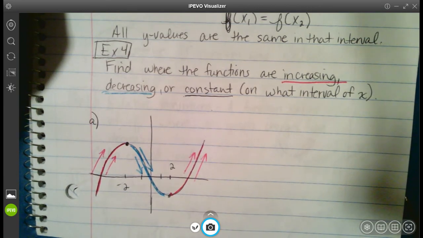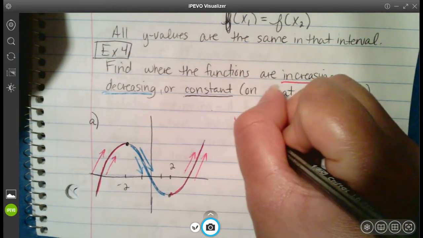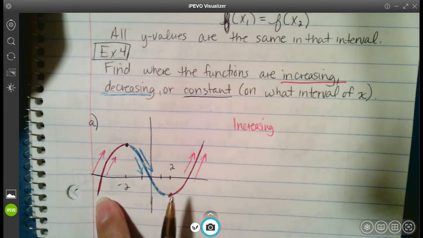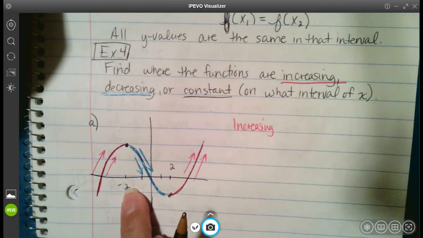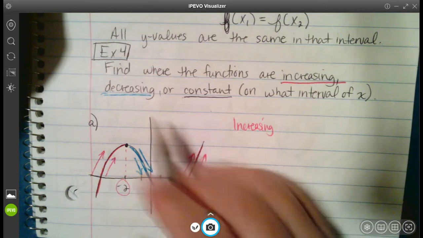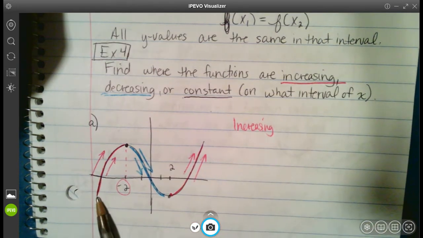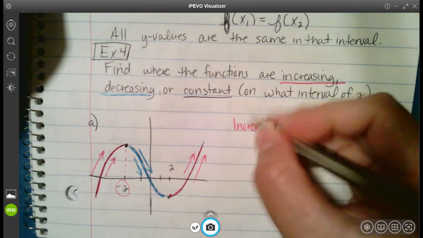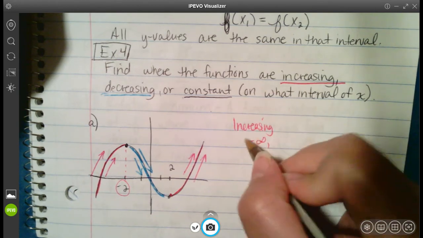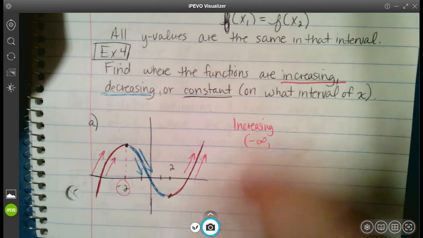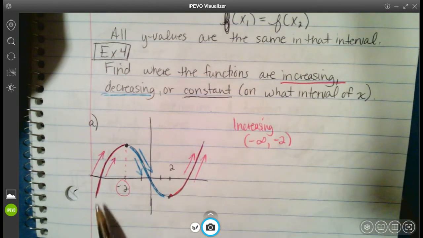So the interval for increasing is going to be between whatever this is all the way to -2. You always want to look at the x value where it's happening. That's why it says on what interval of x. Remember that if there's no point, this is assumed to be going on forever. So that means it's increasing from -infinity, parentheses, because we can't actually reach infinity, all the way to -2. And that's the first interval.